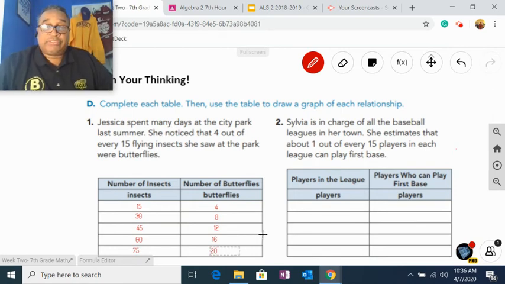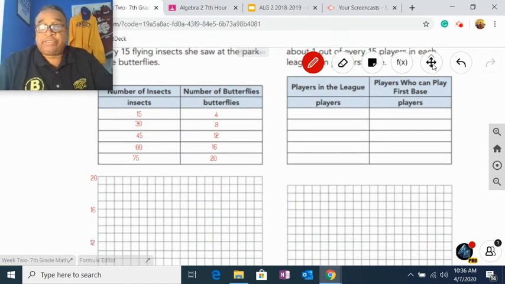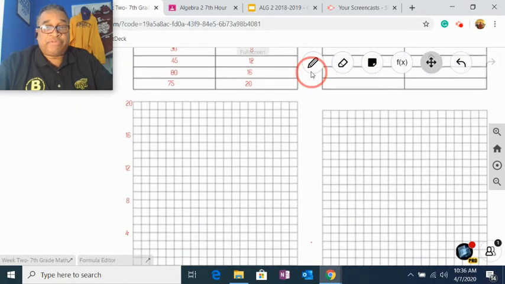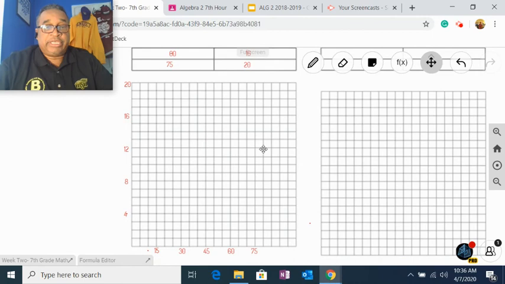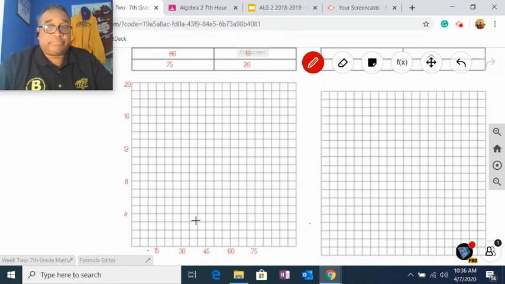So if we were to come down here now to see if we can actually graph this, I've already put the numbers on this graph. You'll have to number your graphs. And we said for every 15, let's see if I can get my tool going here. We'd be at 15 and 4 here. And then we said 30, we were going to be at 8, right? We'd have 8 butterflies.